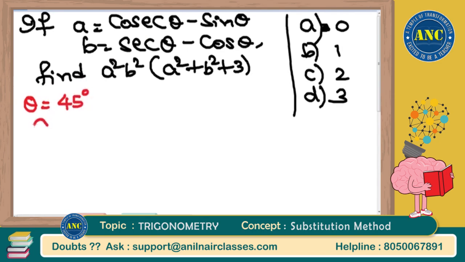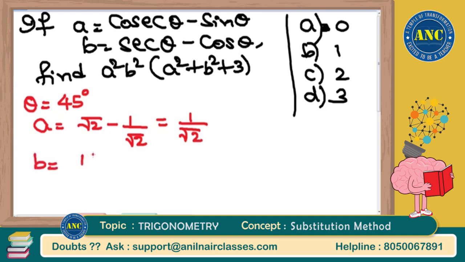If I put 45, A will be cosecant 45 is root 2, sin 45 is 1 by root 2. This will be root 2 minus 1 by root 2, which is 1 by root 2. B will be secant 45, which is root 2 again, root 2 minus cos 45 is 1 by root 2, again root 2 minus 1 by root 2 is 1 by root 2.